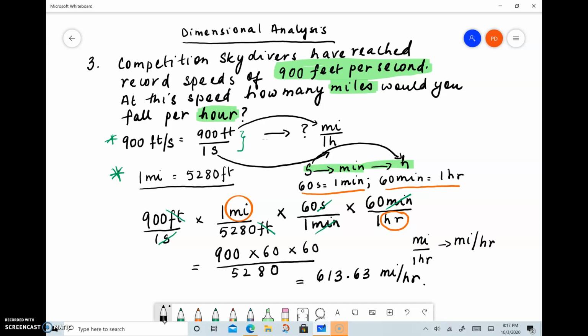So you can see that we have answered the question. The question says, how many miles would we fall per hour? And the answer is we would fall 613.63 miles in 1 hour. So that's our final answer, 613.63 miles in 1 hour.